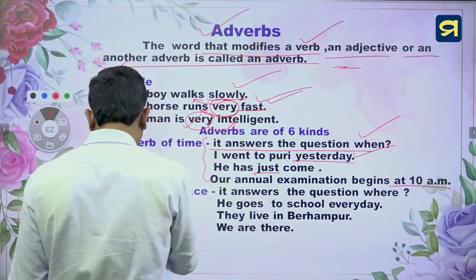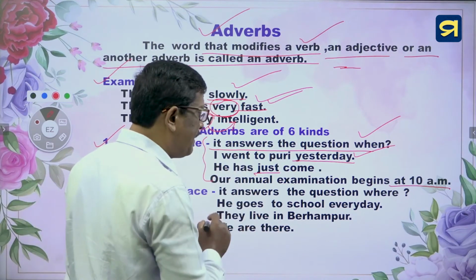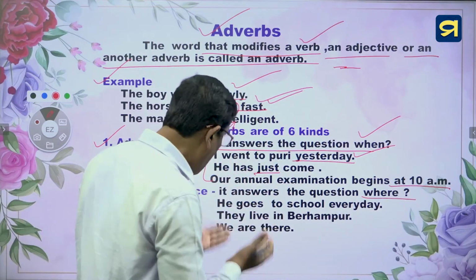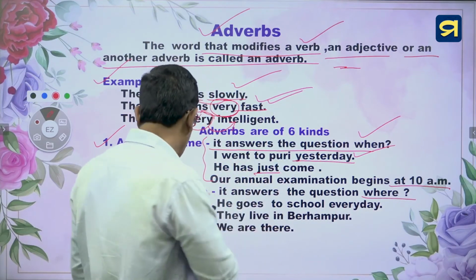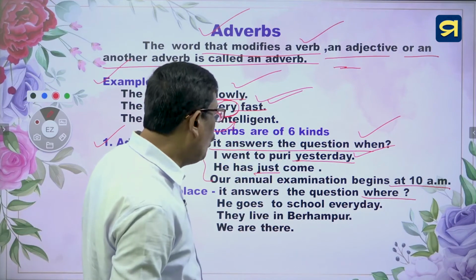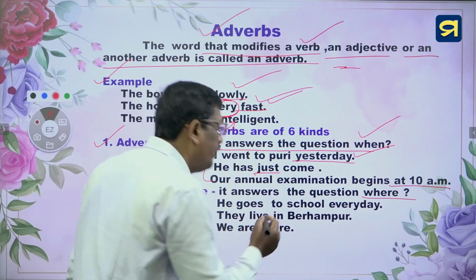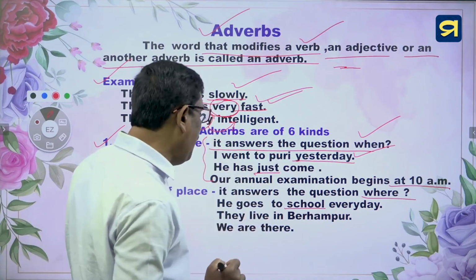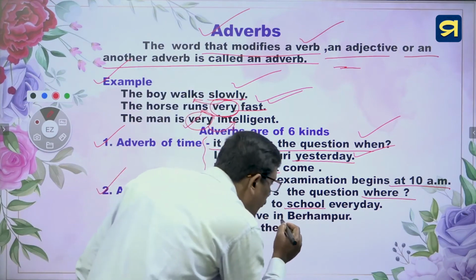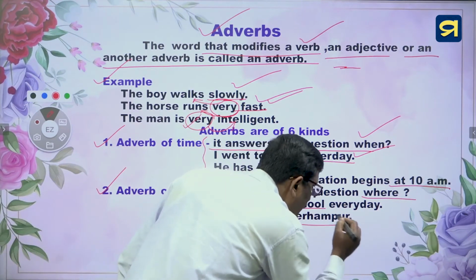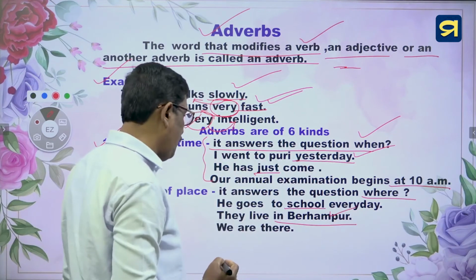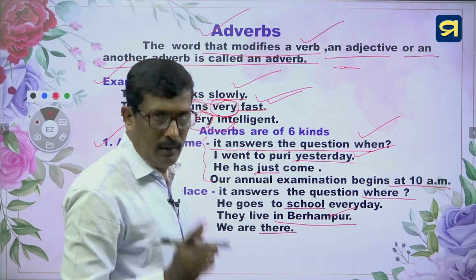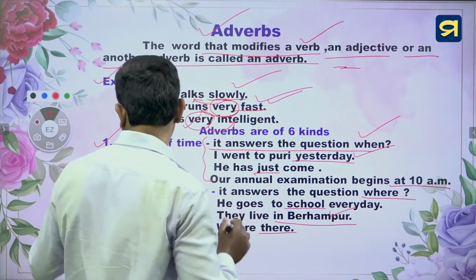Next, adverb of place. Adverb of place answers the question where. By using where, you can find the adverb of place. He goes to school every day. Here school is the adverb of place. They live in Berhampur. Here in Berhampur is the adverb of place. We are there. Here there is the adverb of place. Did you understand? Very good.